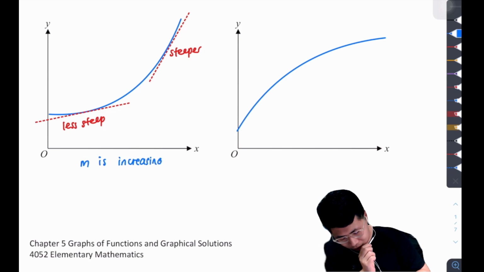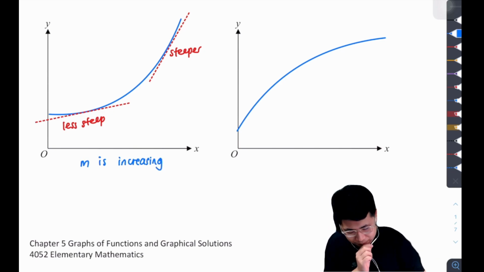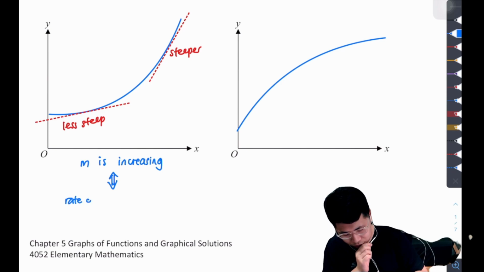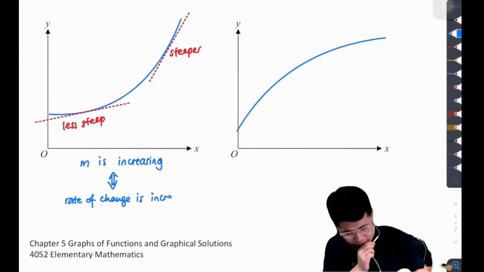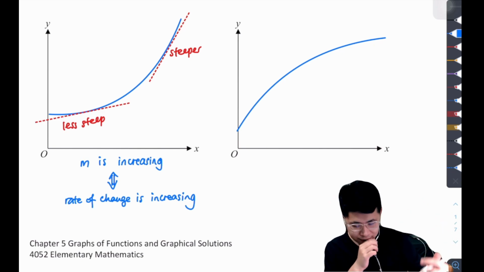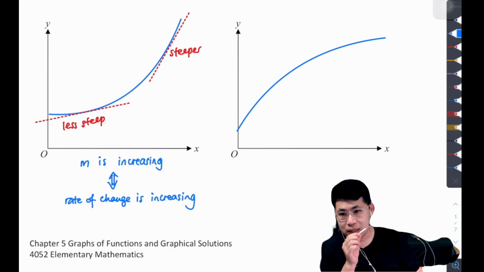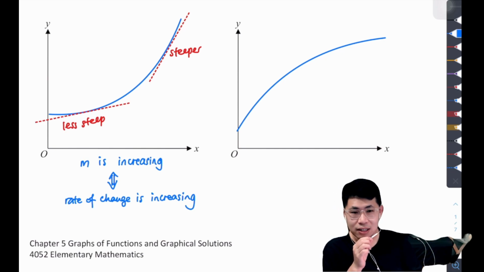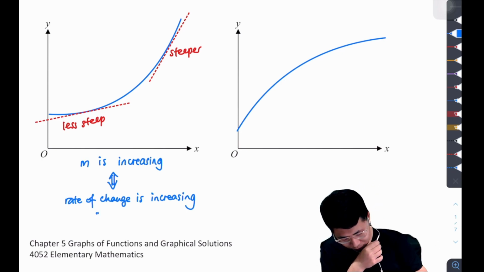Okay, and because the gradient is increasing, you can actually say that the rate of change is increasing, or the rate of change increases as well. So the gradient increases, the rate of change increases. So it means that it's going to be faster, right? The rate of change is going to be faster, so it's going to go faster.